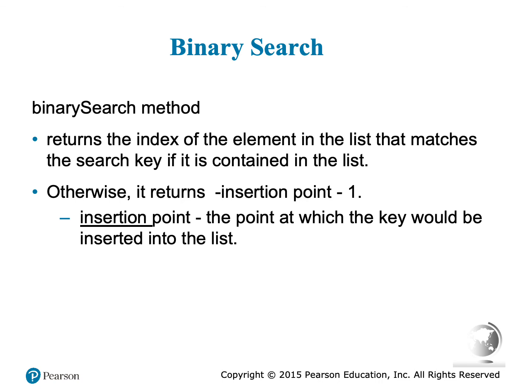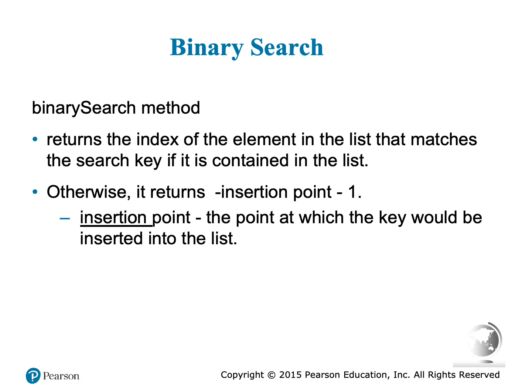When an element is found that matches the key, the index of that element is returned, just as in linear search. However, when no element is found that matches the key, the binary search does not return 0 or -1. Instead, the return value gives information to the user as to where the item should be inserted in the list. That is to say, negative insertion point minus 1 is returned.